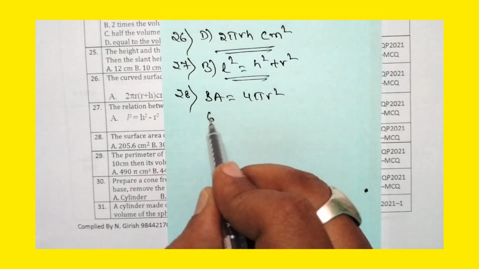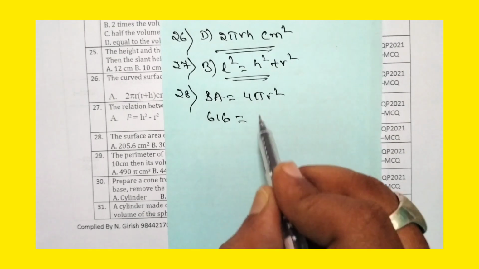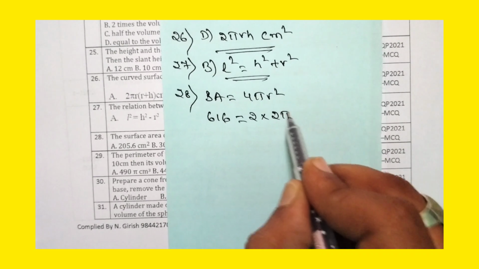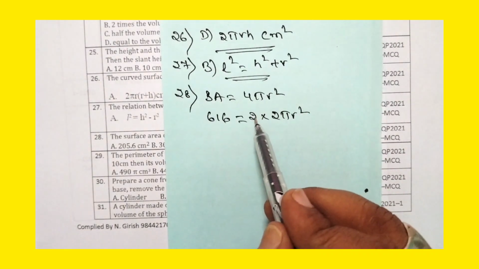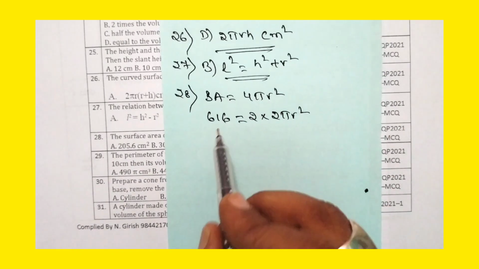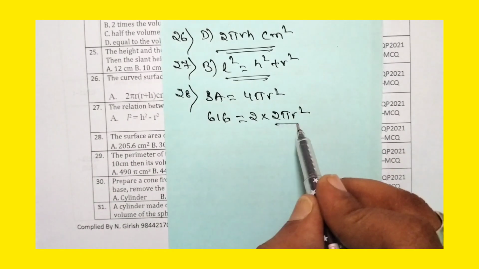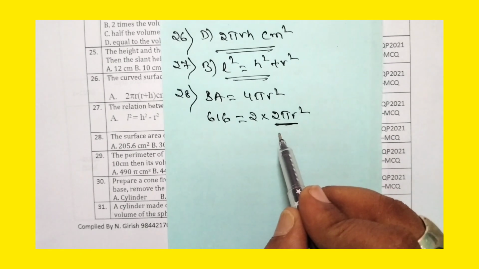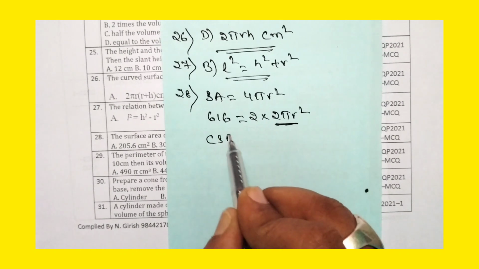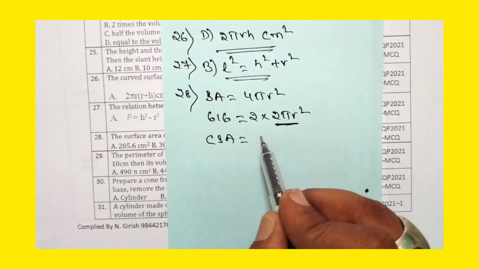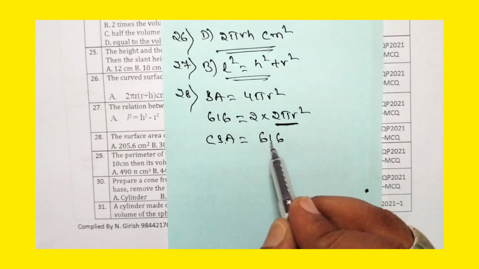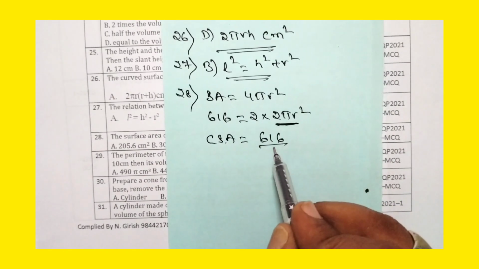The surface area they have given is 616, which is equal to 4 pi r square. I will write it like this: 2 into 2 pi r square, because 2 2s are 4 pi r square. So this 2 pi r square, we have to call it as surface area, that is CSA is equal to 616. This 2 pi r square, that is CSA, which is 616 divided by 2.